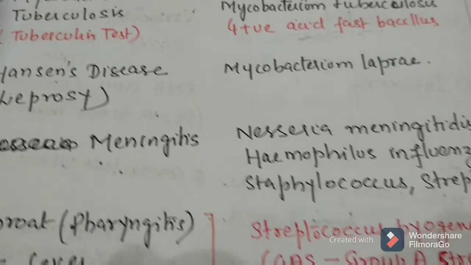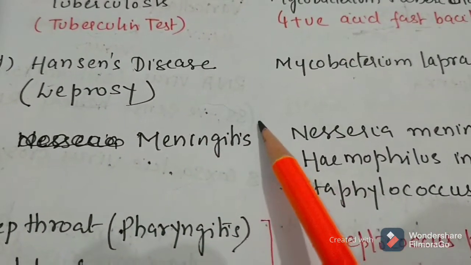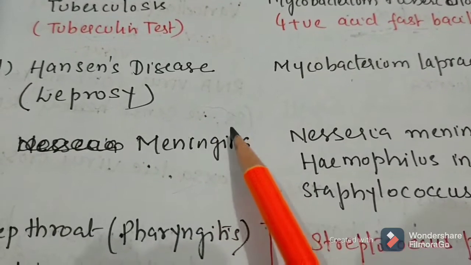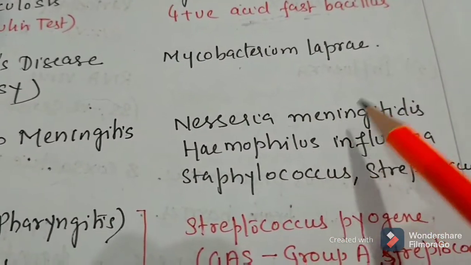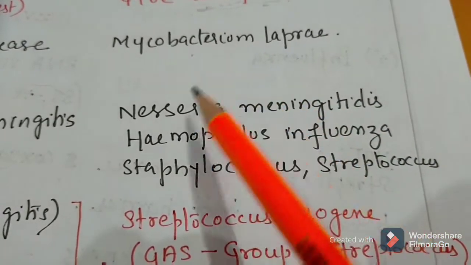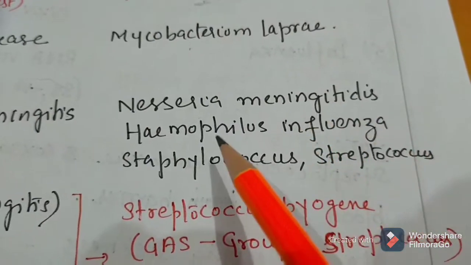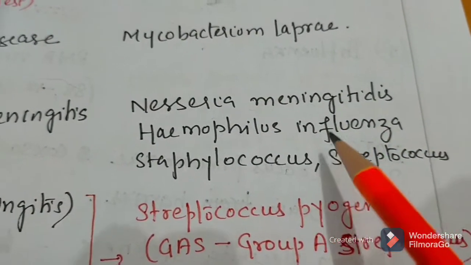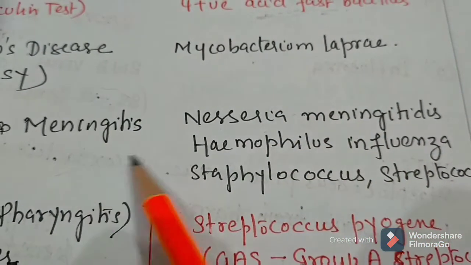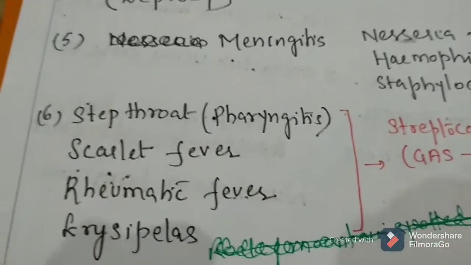Then we have meningitis. Meningitis is a common term used for inflammation of the meninges, the outer brain membrane. It is caused by different bacterial species. First is Neisseria meningitidis, then Haemophilus influenzae, and Staphylococcus and Streptococcus. All these can cause meningitis, but the most common one is Neisseria.